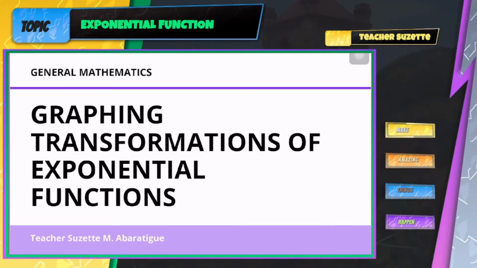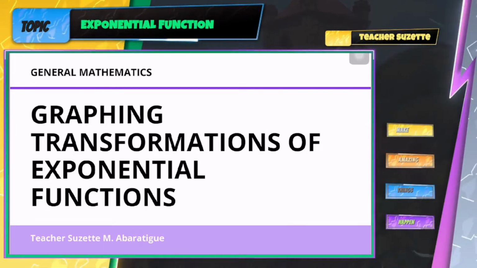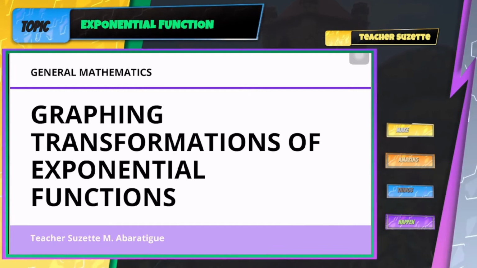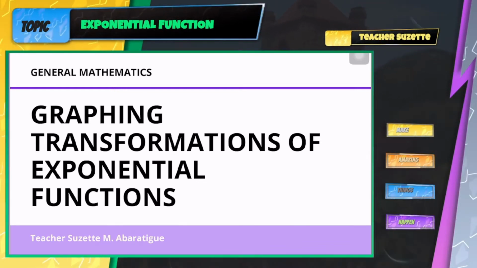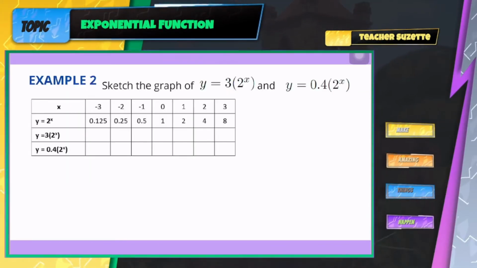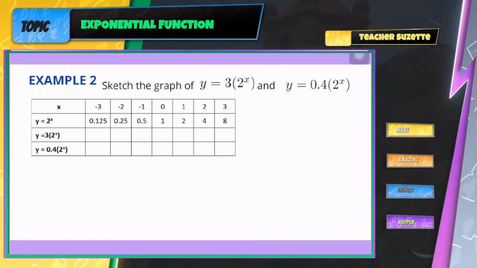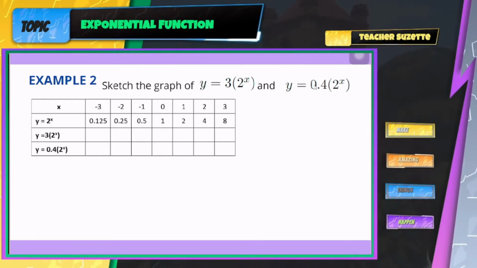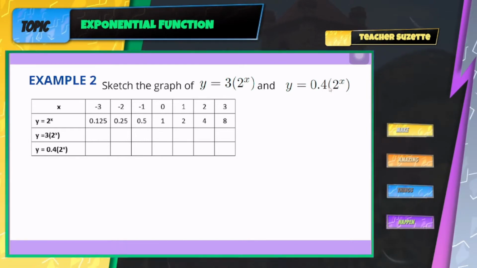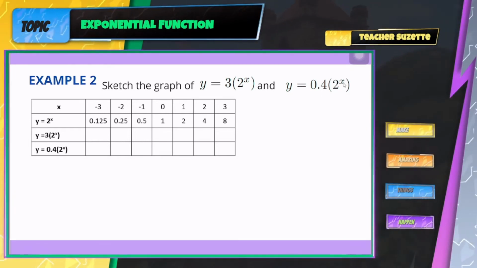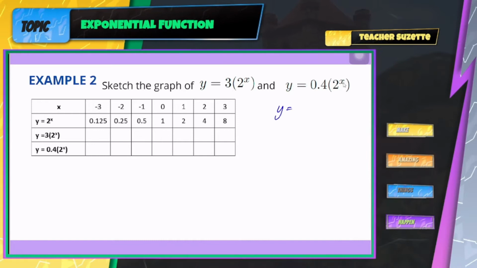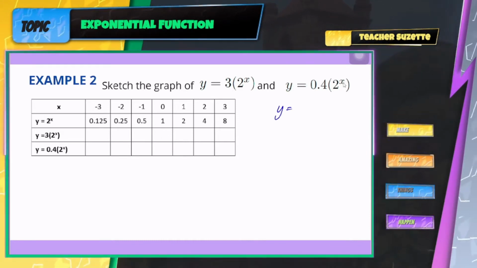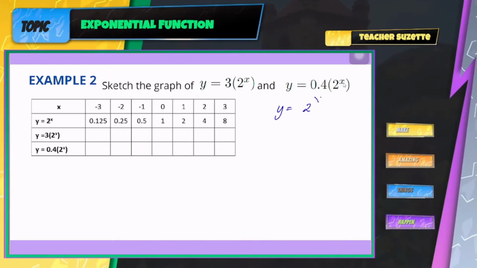For this video, we are going to continue in our discussion about graphing transformations of exponential functions. To start, let's sketch the graph of y equals 3 times 2 raised to x and y equals 0.4 times 2 raised to x. So, from our previous video or discussions, y equals 2 raised to x.